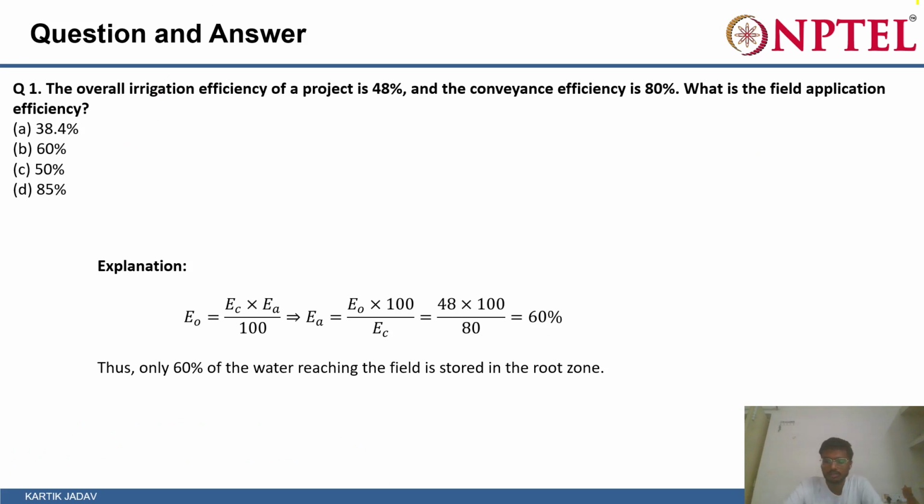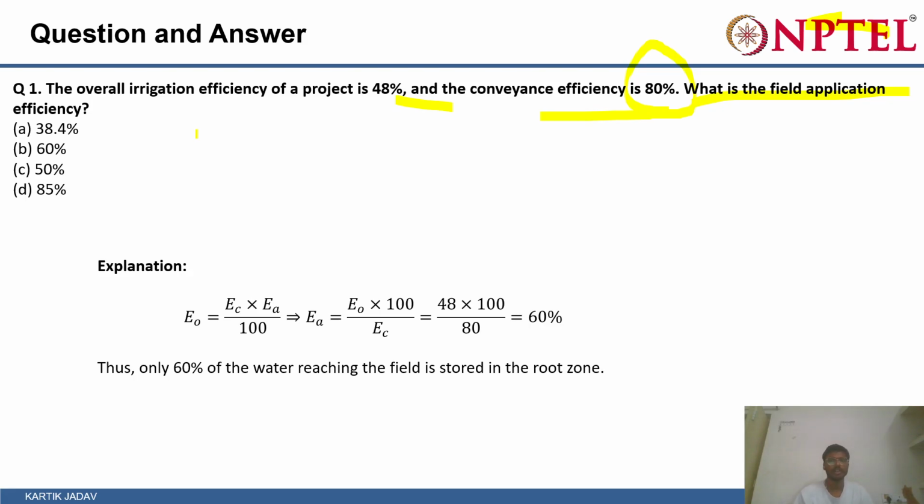Now, let's also look at the numeric type of questions. Question number one: overall irrigation efficiency of the project is 48% and conveyance efficiency is 80%. What is the field application efficiency? We know that overall irrigation efficiency is defined as conveyance efficiency times application efficiency. So just multiply and divide by 100.